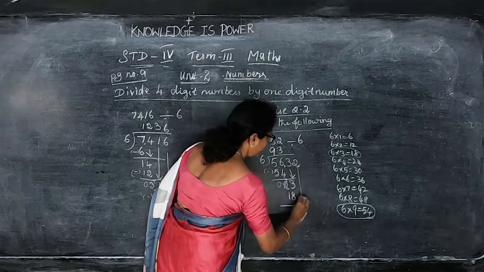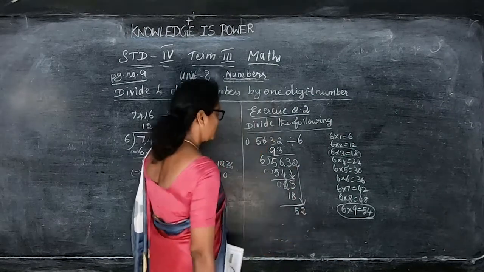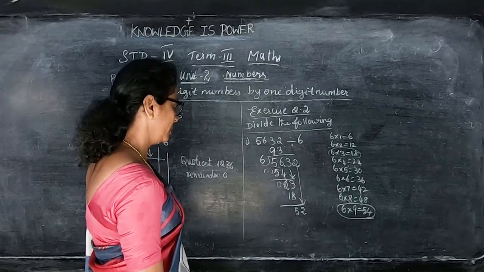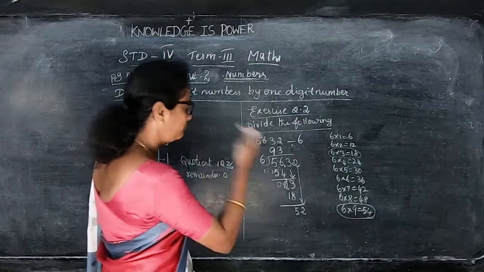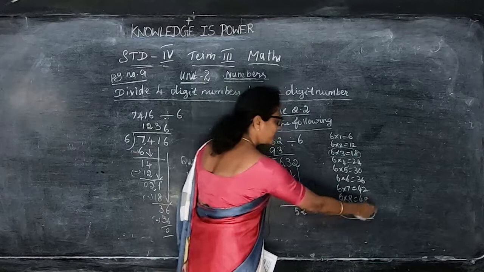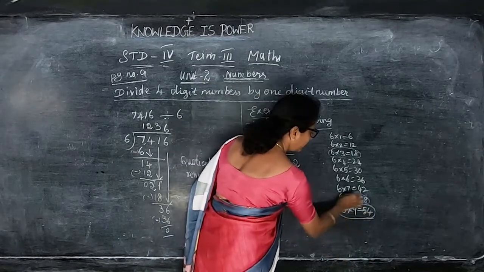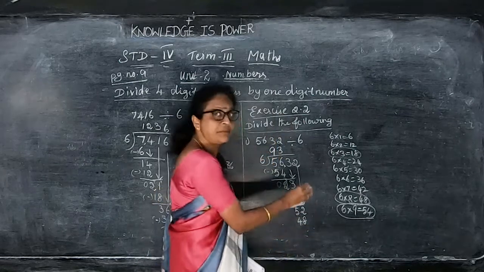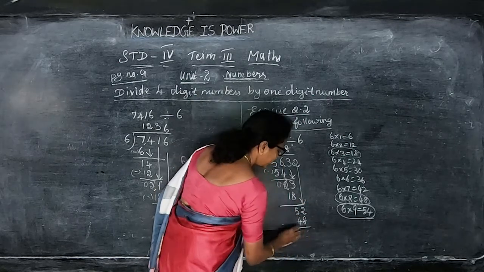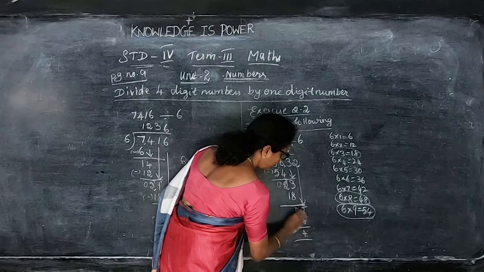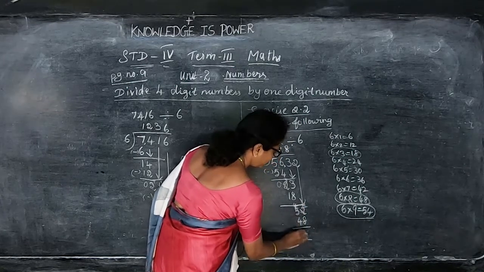So next, what do you do? In the 52, okay, 52 is there. 52 is not in the table. Here 54 is there, but 54 is bigger than 52. So what number is before it? 48. So you can put 48. How many times? 8 times. So 6 8s are 48. 2 minus 8 will not go, so 12 minus 8 is 4 and this will become 4. 4 minus 4 is 0.